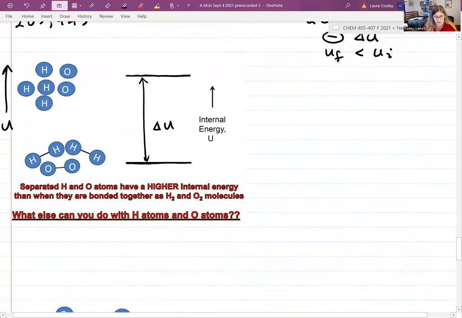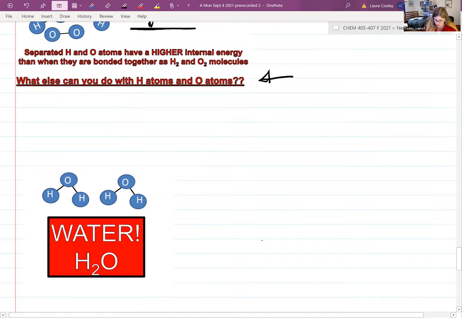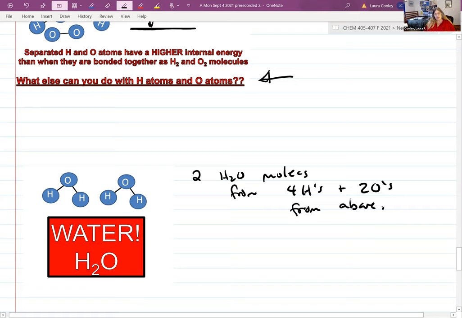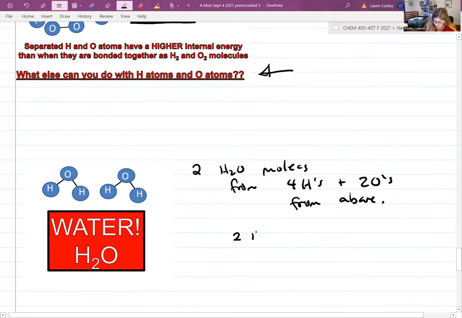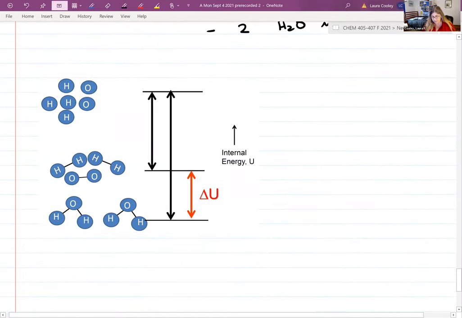So then I asked this question, which I just showed you the answer. What else can you do with hydrogen and oxygen atoms? And of course, what you could do is make water, and you would make two water molecules from the four hydrogens and the two oxygens from above. And suppose I wanted to figure out what the relative energies of all these things are, right? So I have two O's and four H's. That's one way of having these pieces of matter. You could also have one O2 and two H2s, okay? Or you can have two H2O molecules.